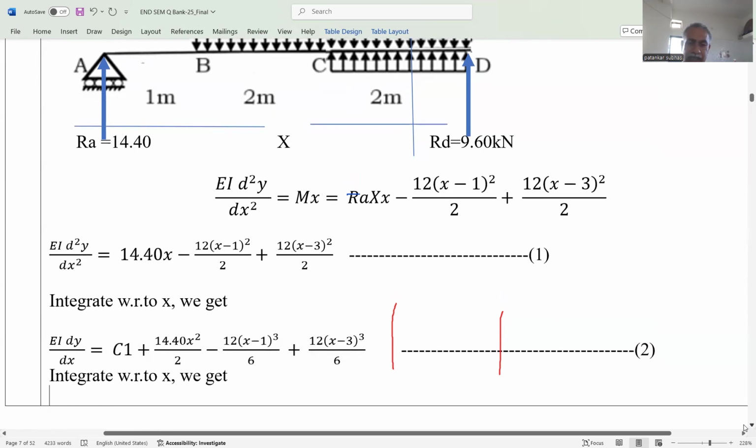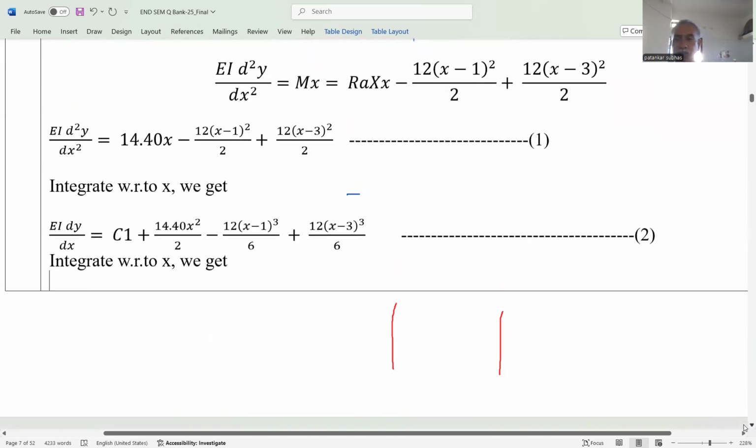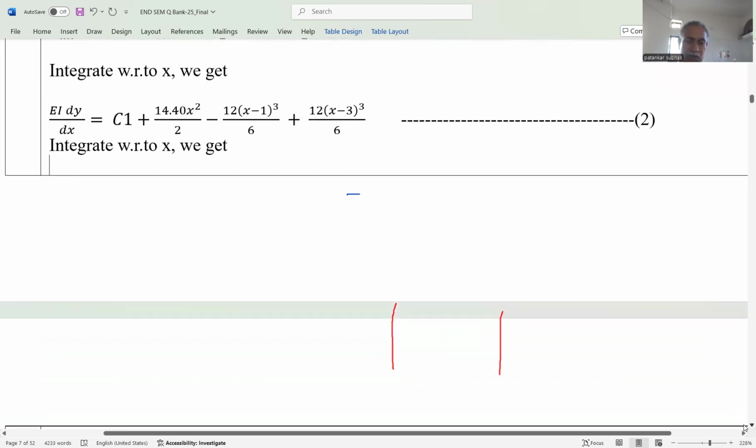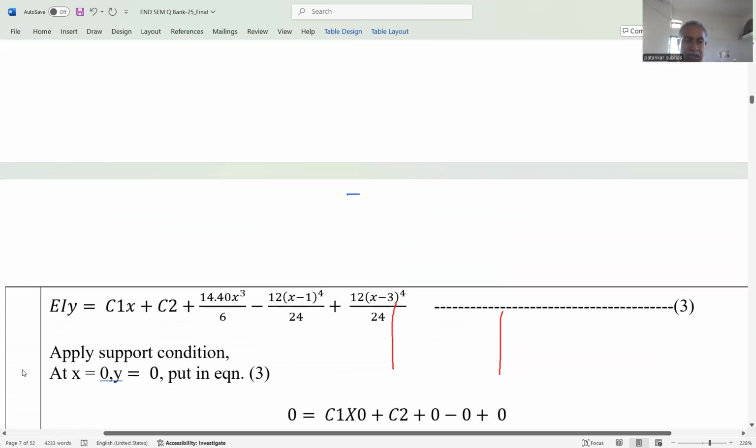Then again integrate with respect to x, and we get the deflection. So the third equation: EI into y is equal to C1 into x, C1 being the constant of integration, plus C2, another constant of integration, plus 14.40 x cube by 6, minus 12 (x minus 1) to the power 4 divided by 24, because 6 multiplied by 4 is 24, plus 12 into (x minus 3) to the power 4 divided by 24. This is equation number 3, which is related with the deflection equation.